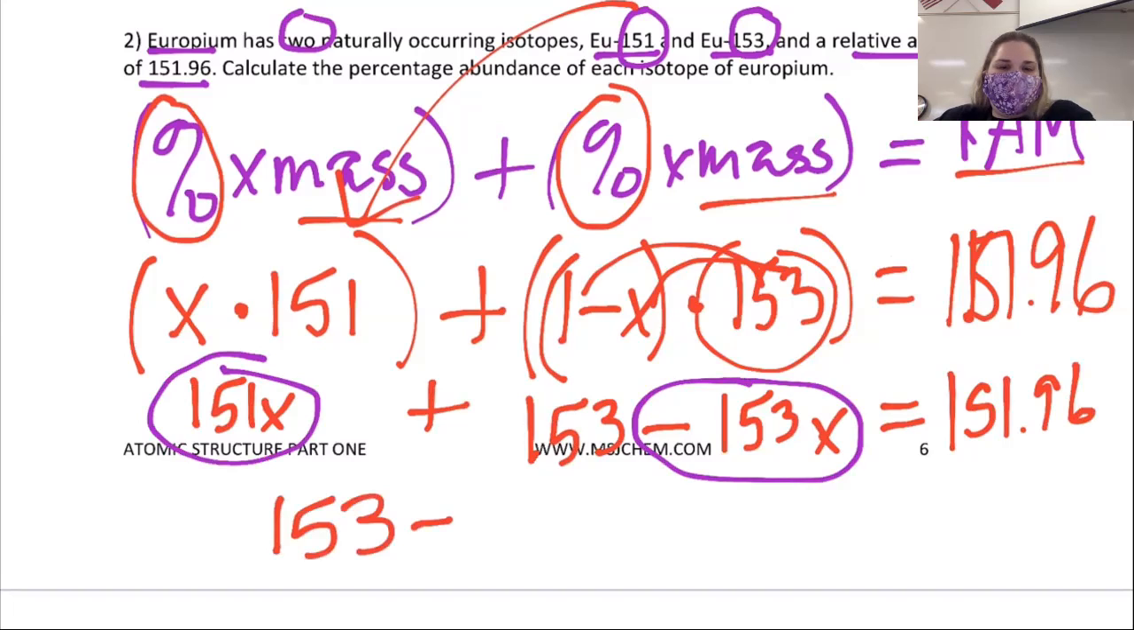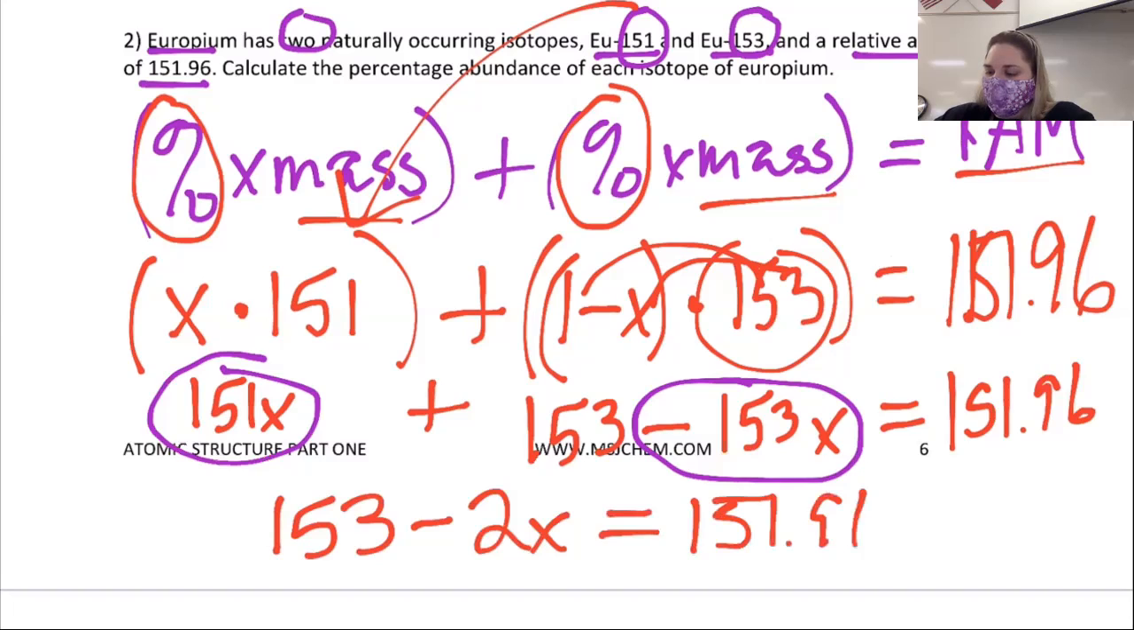So the 153 stays the same, but if I combine those x's, this is just like we're in math class: 151x and negative 153x, that's going to be negative 2x. So it's minus 2x equals 151.96. Okay. Now it's looking a little easier because now I can subtract 153 to the other side. And then after I do that, I divide both sides by negative 2 to get the x by itself.